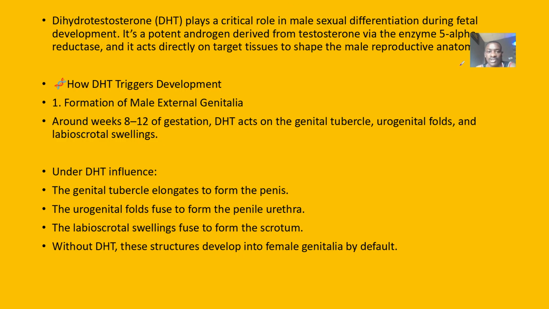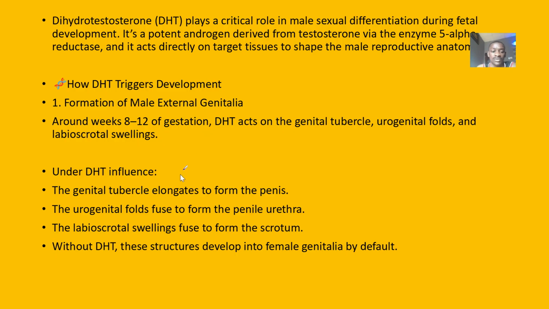You see, potent androgen derivatives is formed from testosterone via an enzyme known as the 5-alpha reductase. That's the enzyme that kind of like breaks it down. So it acts directly on target tissues to shape the male reproductive system. So how it triggers it is around week 8 to 12 of gestation. Dihydrotestosterone actually comes in, acts on the genital tubercle, urogenital folds, and labioscrotal swellings.